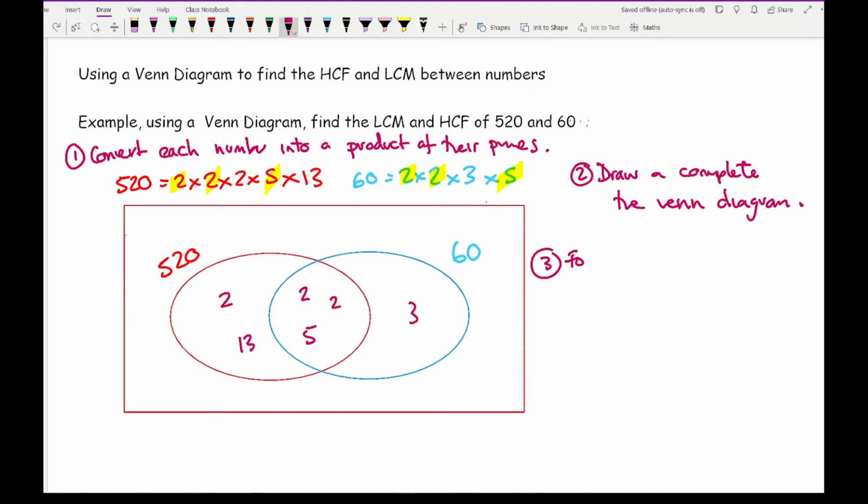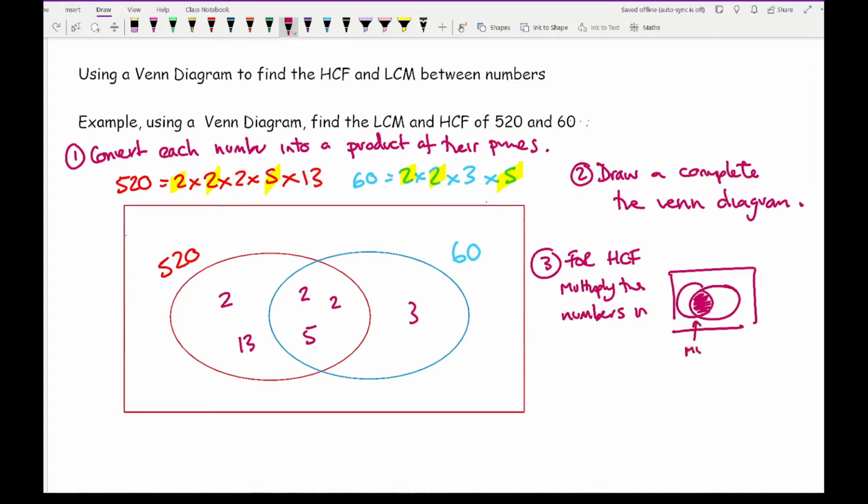Now for the highest common factor, what you need to do is multiply the numbers in the middle, the bit that's in both. So here my HCF is just the numbers that are in the middle. So it's going to be 2 times 2 times 5, which gives me an answer of 20.